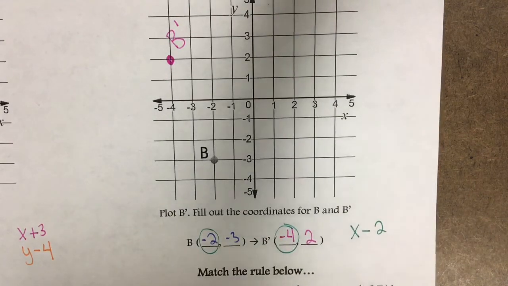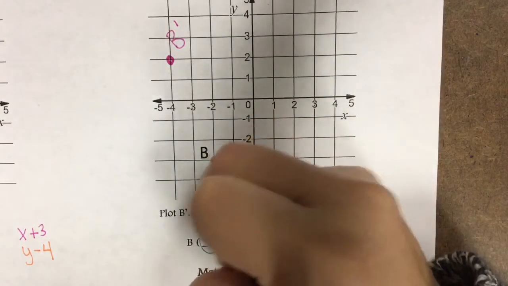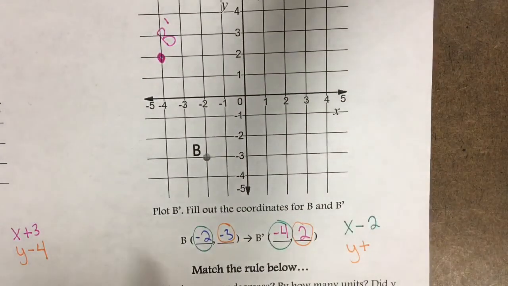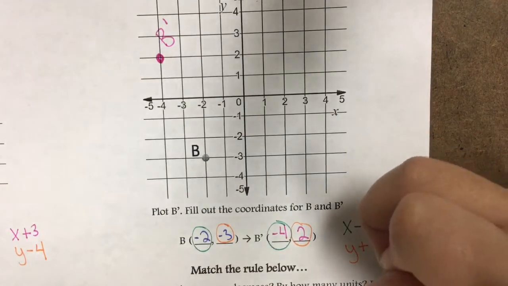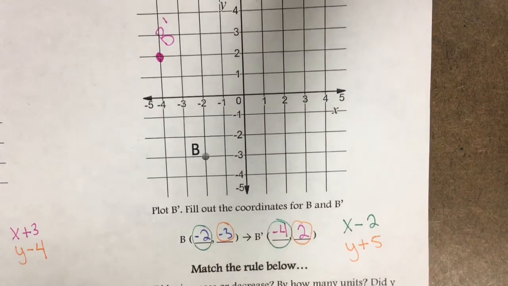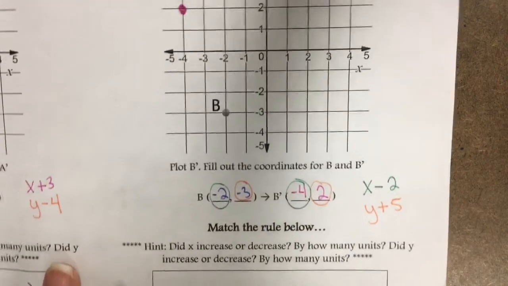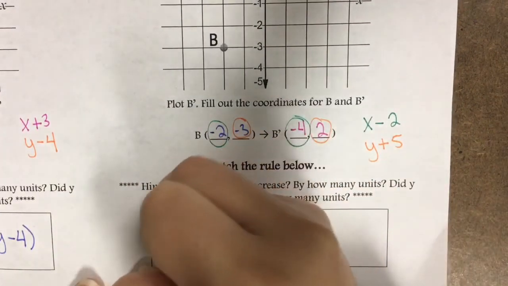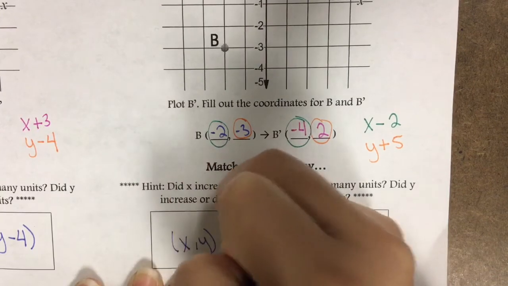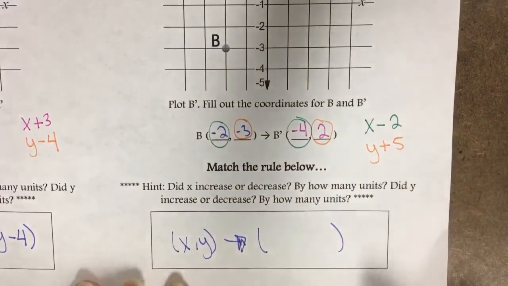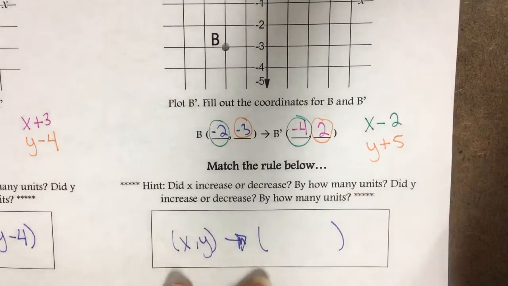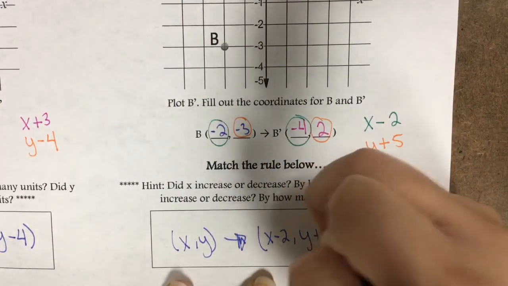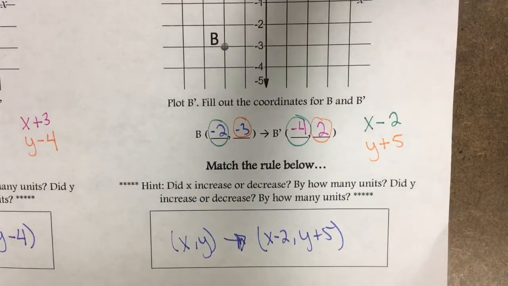Now let's go ahead and look at the y's. So I have negative 3 and now it's 2. So y increased by 5. Negative 3 plus 5 will give me 2. Now let's go ahead and write our rule. So we start off with x comma y, changes to, and then here's where we're going to put our change. X decreased by 2, so x minus 2, comma, y plus 5 because y increased by 5.